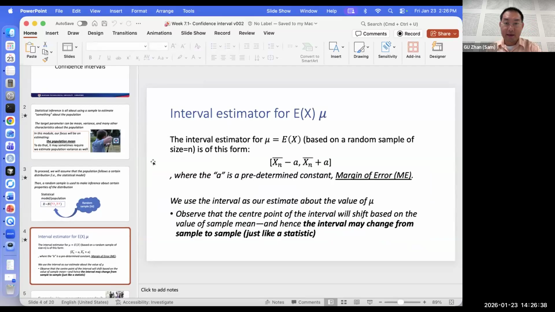Okay, then interval estimator for population mean. So if a random variable is a continuous variable, then since the sample space is infinite, for any mean value, say the average height, so the height can be 173.33. What is the probability for 173.33 cm to be the average height of this cohort of students?